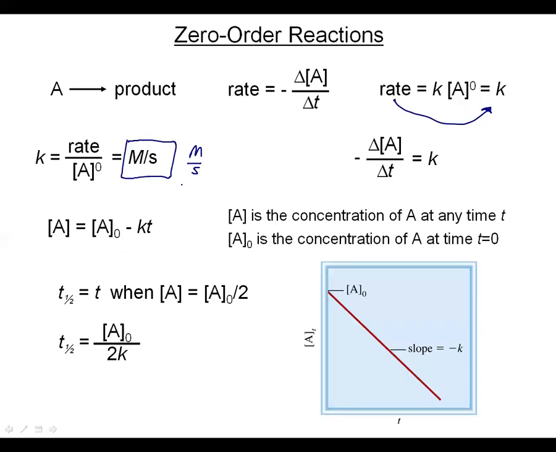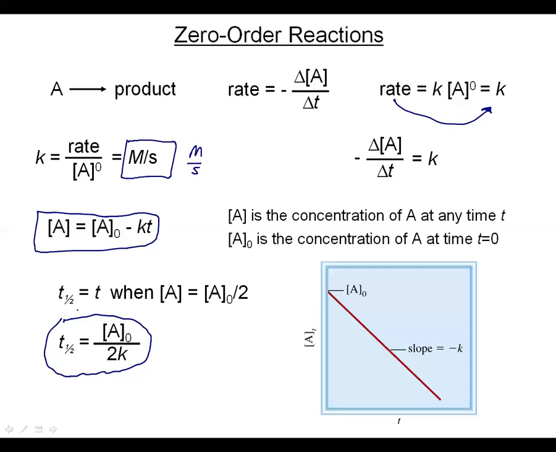And the zero order reaction is very similar to the first order in terms of the integrated rate laws, except that there's no natural log. So this is A equals A naught minus kt. And that's your equation for how concentration and time is changing. The half-life is equal to the initial concentration divided by 2k, which means also here the half-life of a zero order reaction is dependent on the initial concentration.